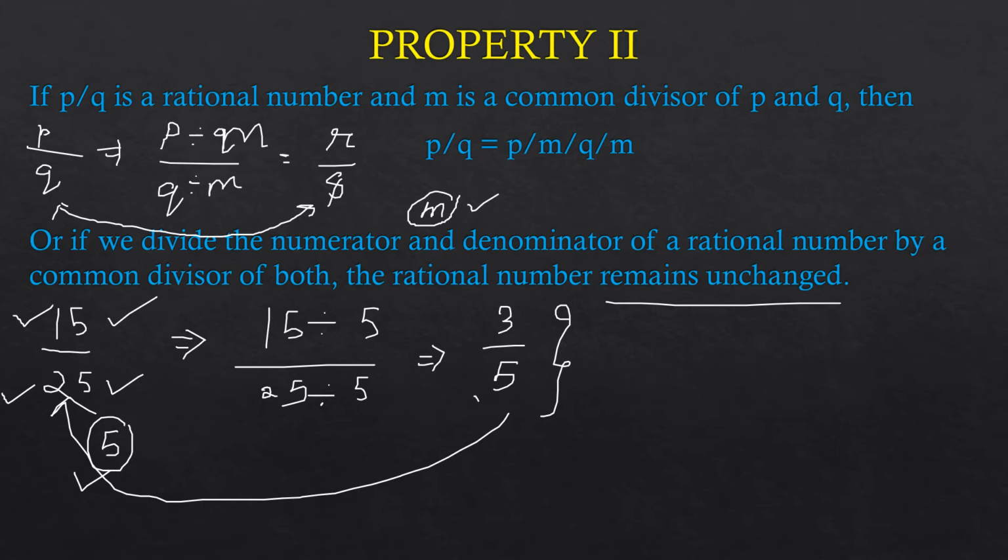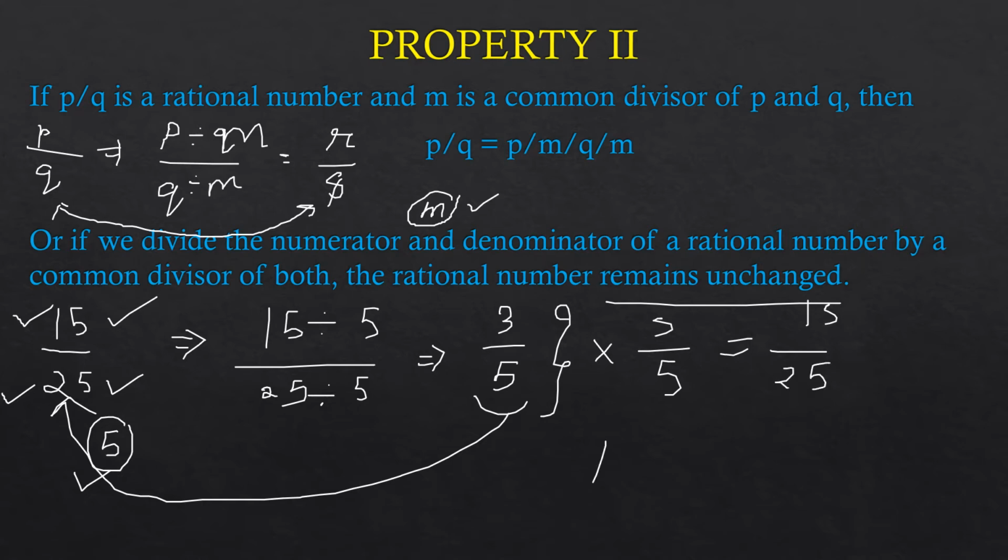Because if we multiply 3 by 5 by the same non-zero integer, that is 5, if we multiply both numerator and denominator by 5, we will again get 15 by 25. So the value is not getting changed.